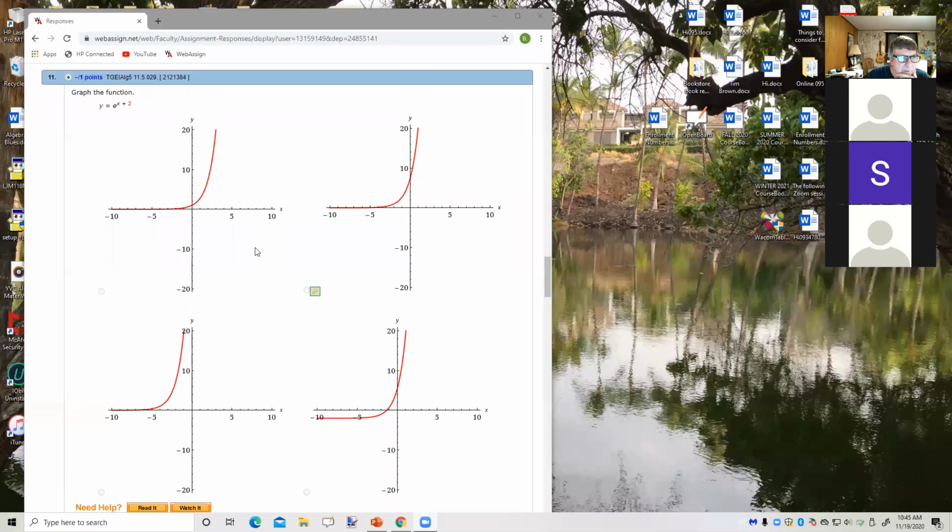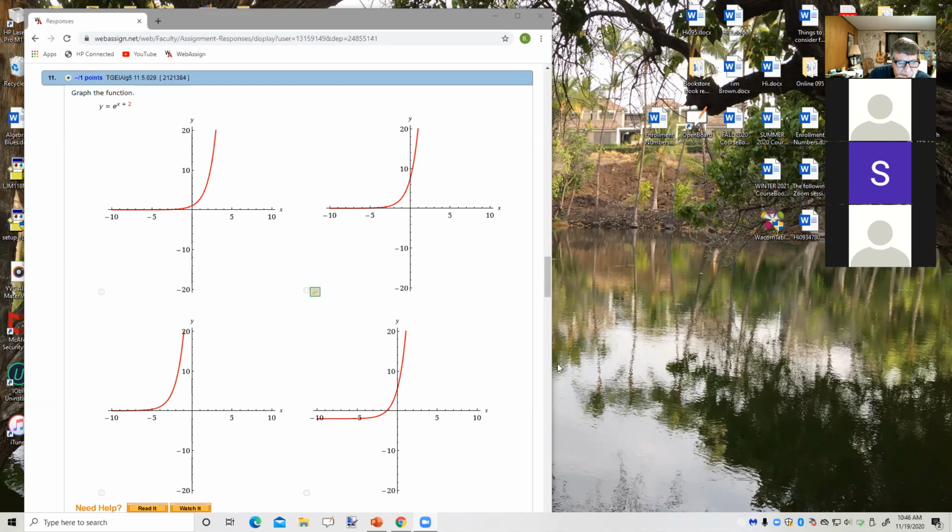The graph of e to the x is approximately 2.7 to the x power. What do we know about that? Well, this is what we should know. We know the domain's all real numbers. The range is greater than 0. And there's a y-intercept at 1. Okay? That's y equals e to the x.